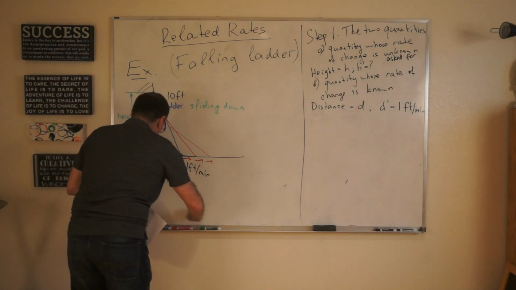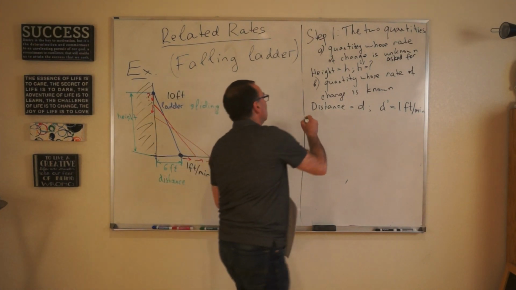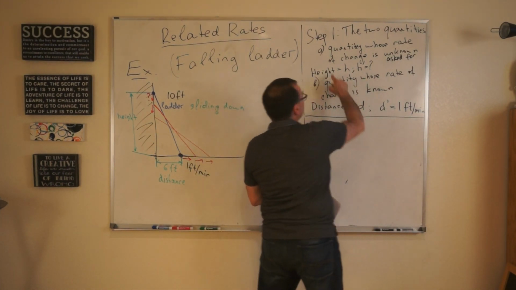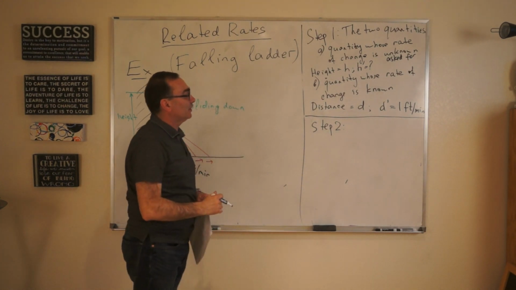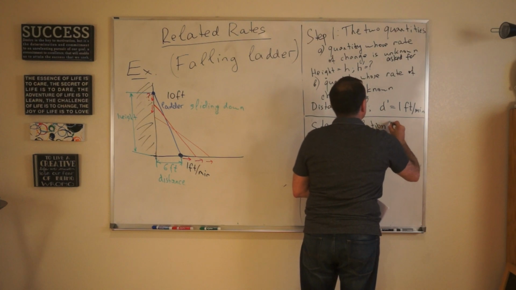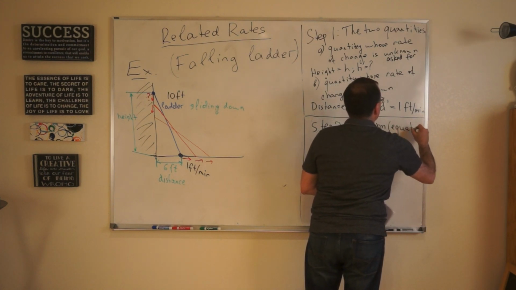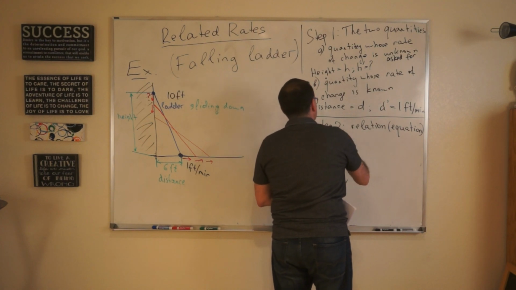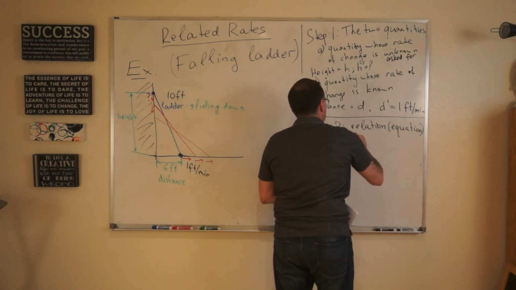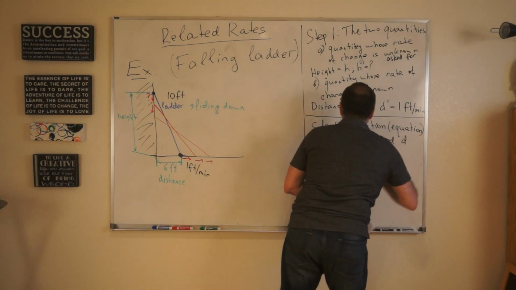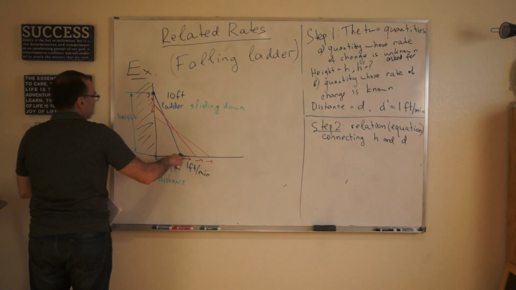Now step 2 should be the equation. Step 2, it's the relation between these two quantities, which means the relation between the height and the distance. A relation or equation connecting the height h and the distance d. So how are they connected?